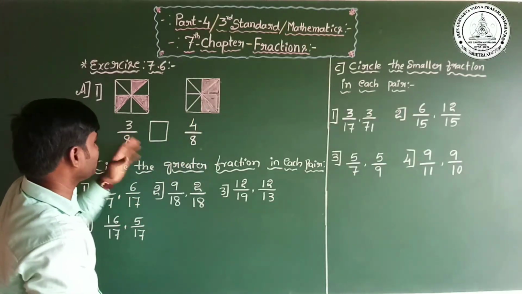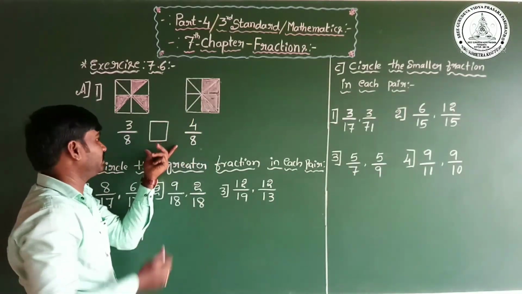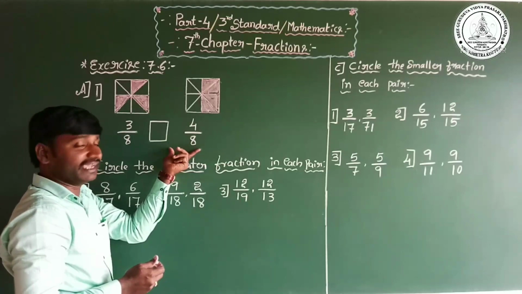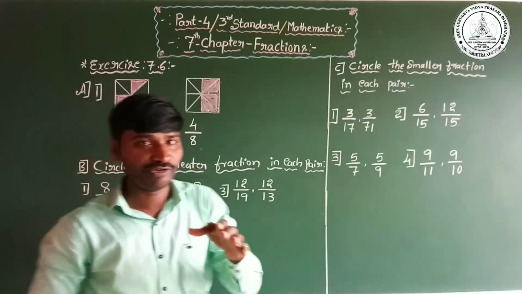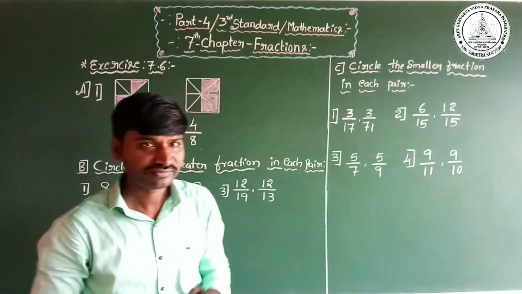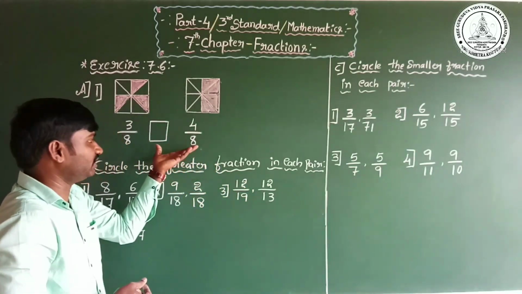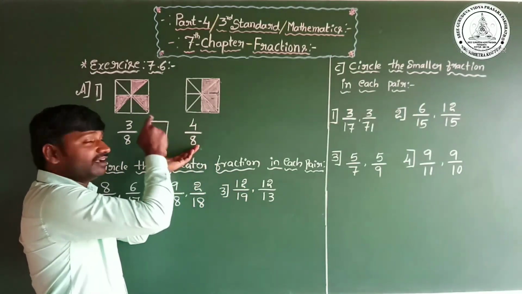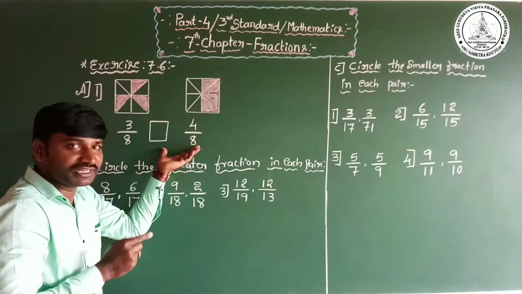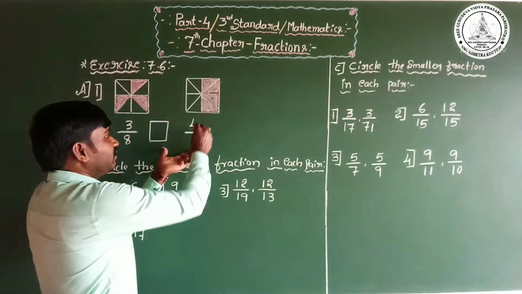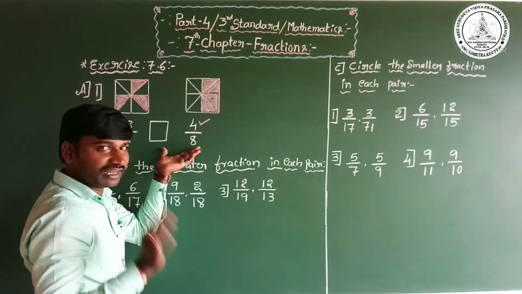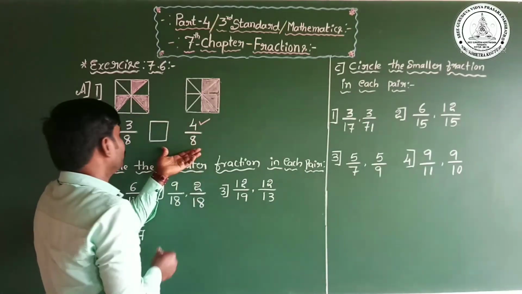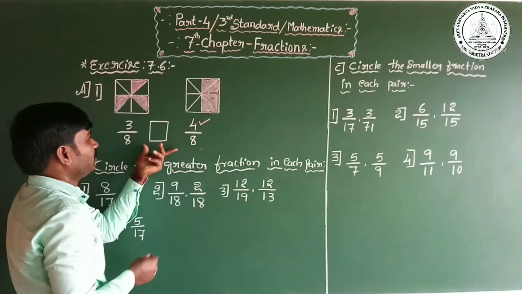Okay. Here, next, compare the given fractions. Here 3 by 8, here 4 by 8. You know, dear student, when the denominator is the same in the given fractions, which fraction is greater? The one with the greater numerator is bigger. Yes, you learned this already. So compare these fractions.